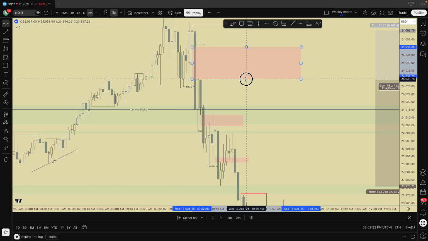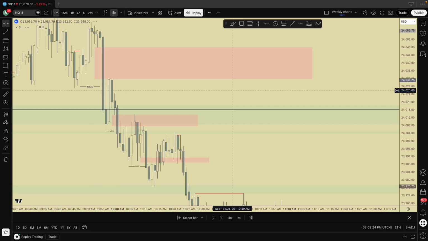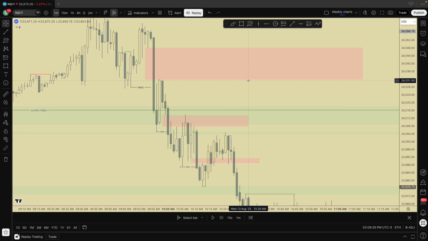I think it was on the 1 minute time frame. Yeah, it was on the 1 minute. So we had a fair value gap right here. Technically, it's right here.